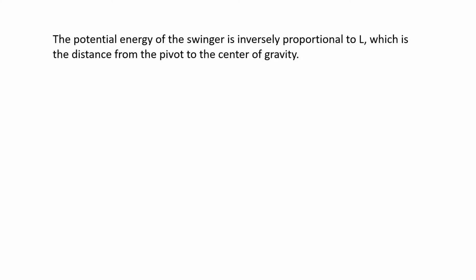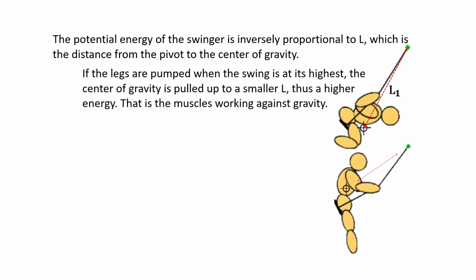Now let's go for the swing. The potential energy of the swinger is inversely proportional to L, which is the distance from the pivot to the center of gravity. If the legs are pumped when the swing is at its highest, the center of gravity is pulled to a smaller L, thus a higher energy. That is, the muscles working against gravity.